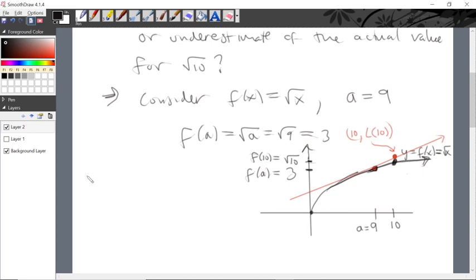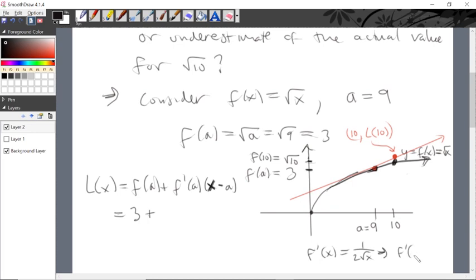So L of x is going to equal f of a plus f prime of a times x minus a. So what is f of a? Well, f of a is 3. What is f prime of a? Let's find out what f prime of x is. If f of x is the square root of x, then f prime of x is 1 over 2 root x. Then using that, f prime of a is going to be 1 over 2 root 9, which is 1 over 6. So f prime of a is going to be 1/6.